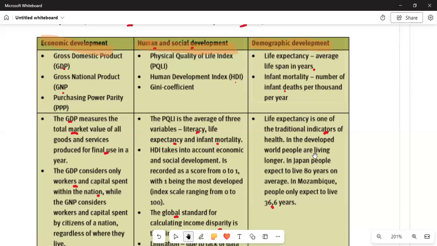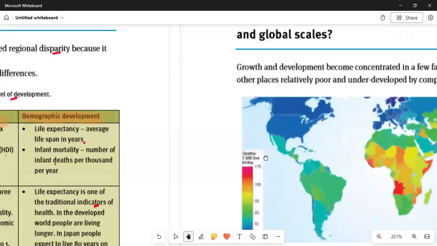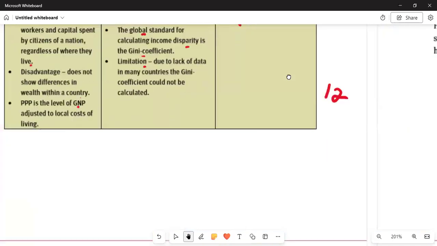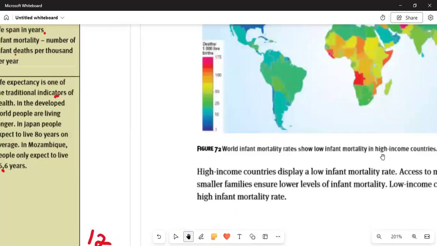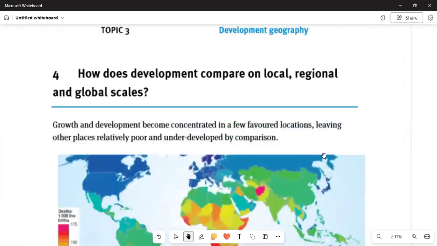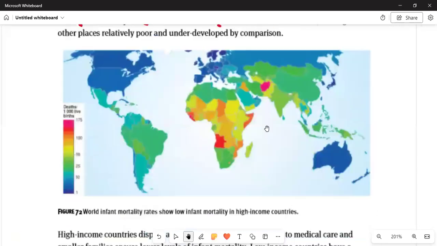It can be a maximum of 20 marks. Here we are going to check in terms of the world. So number 4, here we are going to check how development compares on local, regional, and global scales, and how growth and development become concentrated in a few favored locations, leaving others behind in comparison. So this is the global scale.